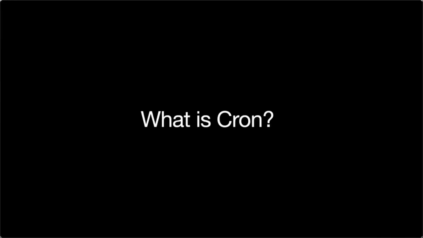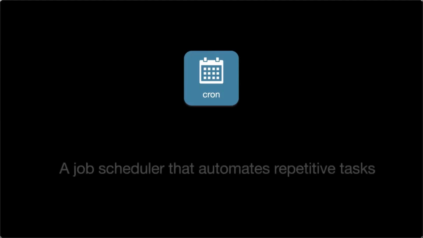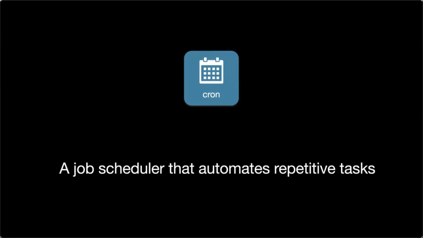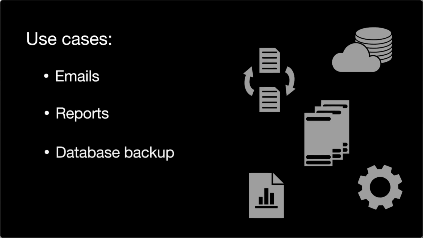First, let's explain what cron is. Cron is a command line utility available on Unix and Unix-like operating systems. First created in 1975, it is a popular and well-known job scheduler that many companies use for automating repetitive tasks. Some common use cases are email distribution, report generation, database backups, and software updates.